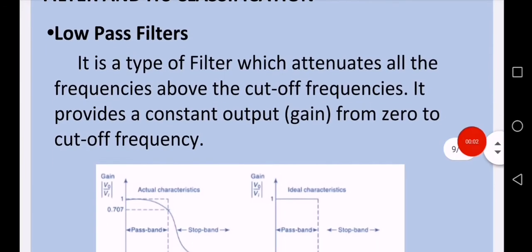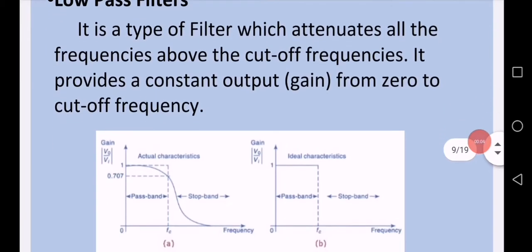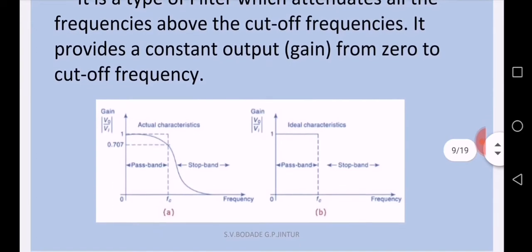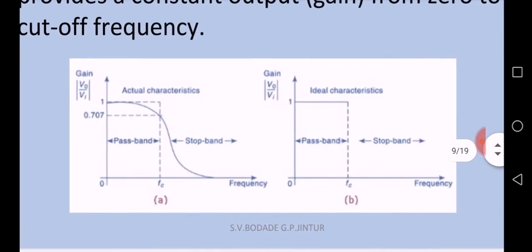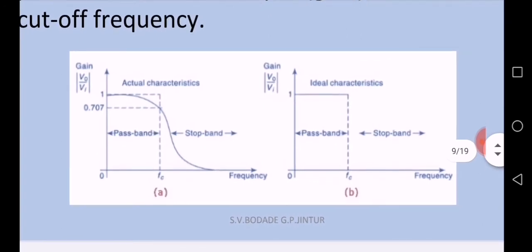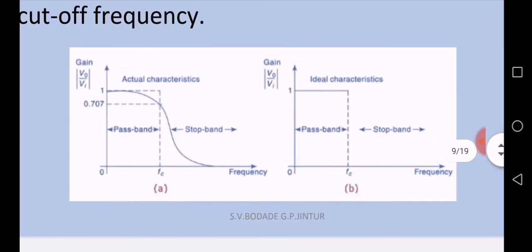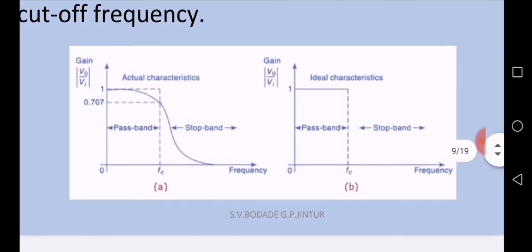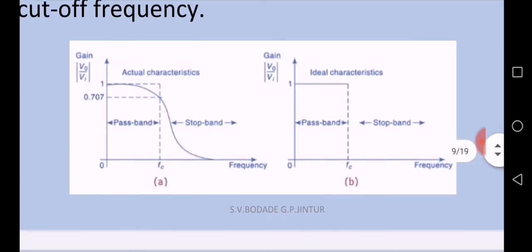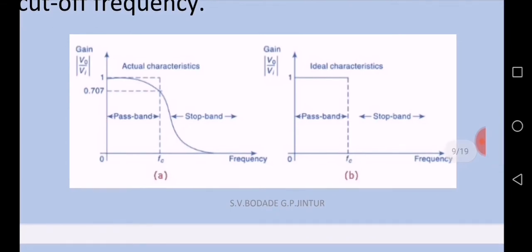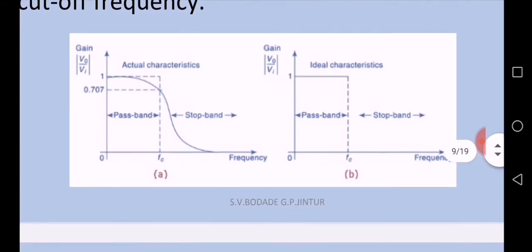Next topic is the low pass filter. It is a type of filter which attenuates all the frequencies above the cutoff frequency. It provides a constant output from 0 to the cutoff frequency. In the figure we see that its output gain starts from 1 and remains 1 up to the cutoff frequency Fc. After the cutoff frequency, the gain reduces from 1 to 0. When the gain is 1 it is known as the passband, and when the gain reduces to 0 it is known as the stop band.